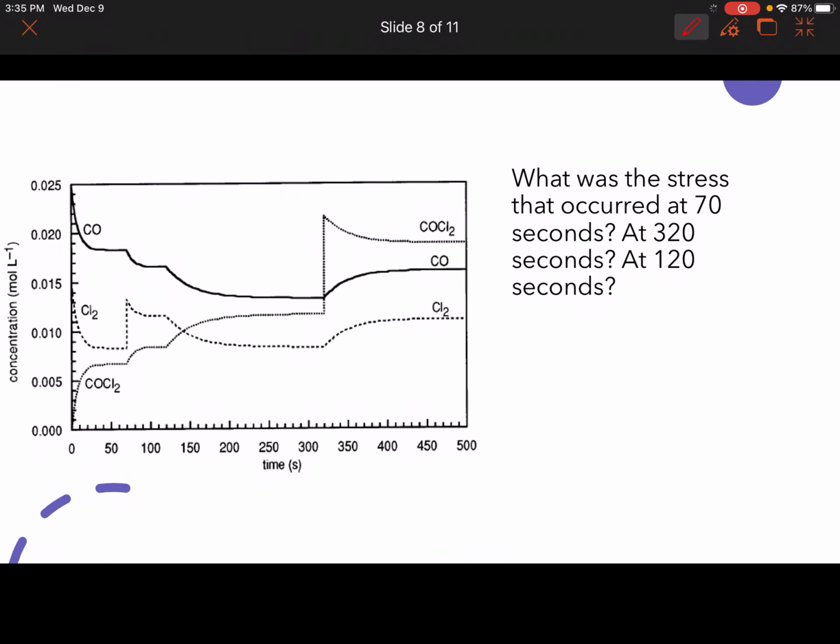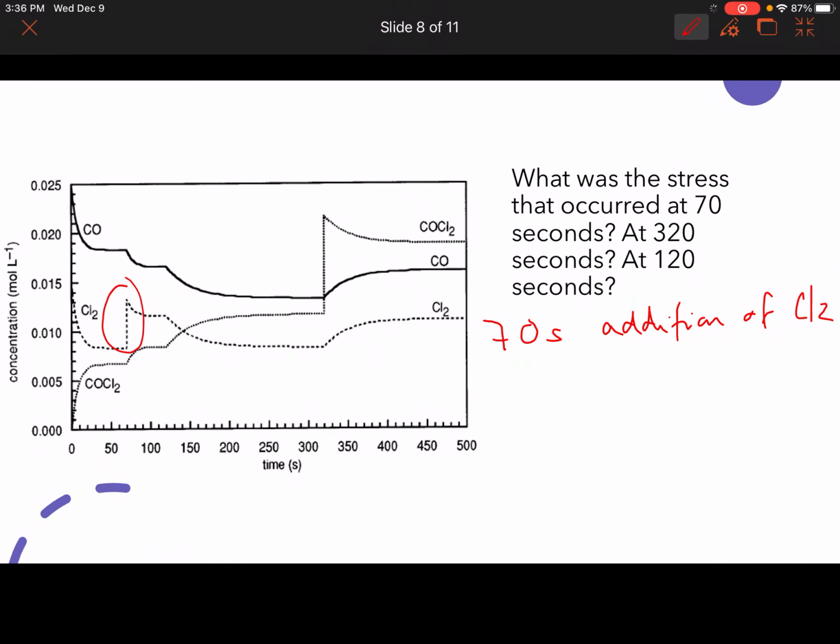Okay, so what was the stress? You also need to be able to look at these graphs and identify what the stress is. So what is the stress that occurred at 70 seconds? So if we look, that's here. So that is the stress. So at 70 seconds, you would need to identify that there was the addition of, so what was added there? Cl2. So our chlorine gas, so extra chlorine gas was added. That's why we saw that spike right at that point.